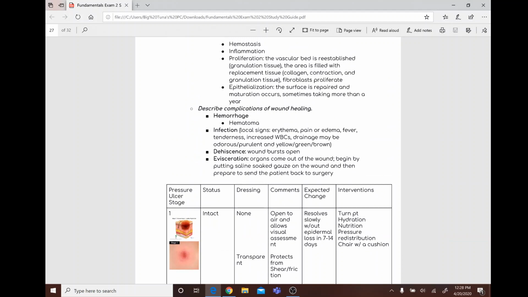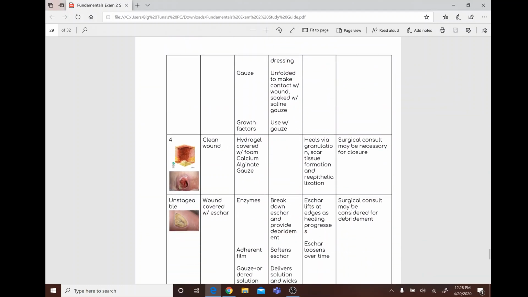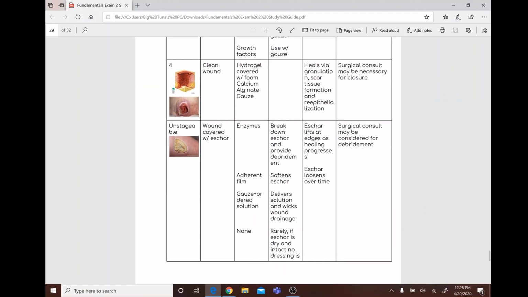Real quick, what are we going to do for evisceration of a wound? You're going to put saline-soaked gauze on the wound and then prepare to send the patient back to surgery. All right, what is the status of stage 4 ulcer? It's a clean wound.